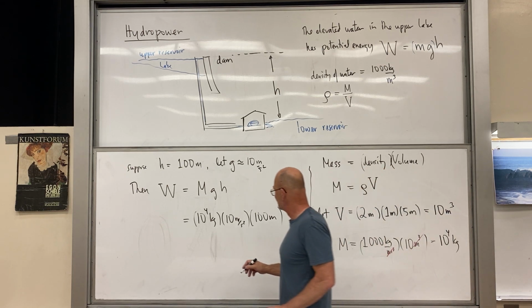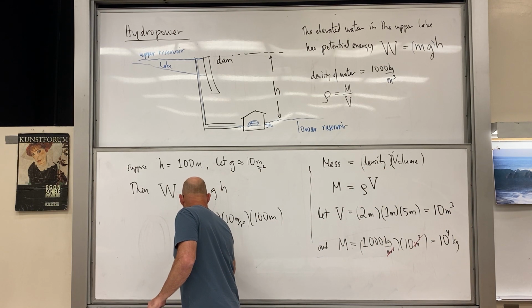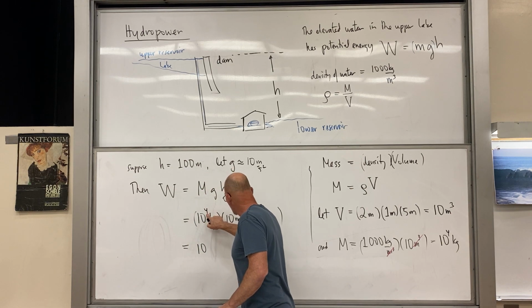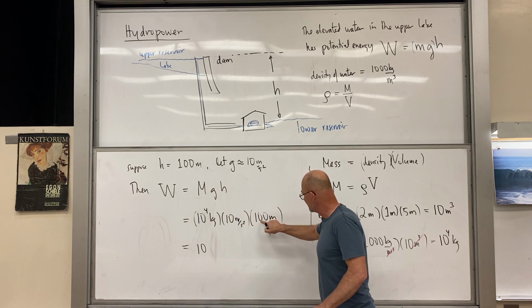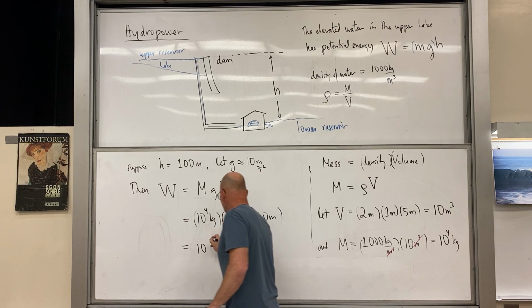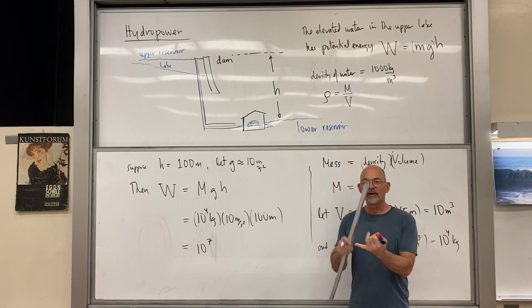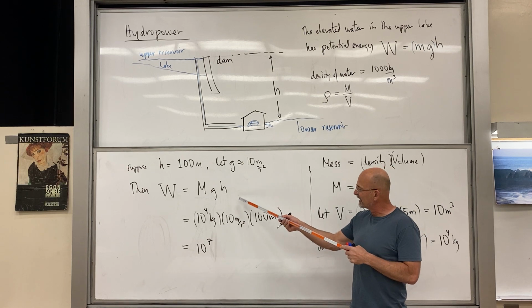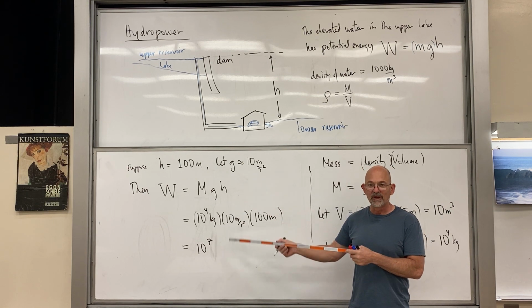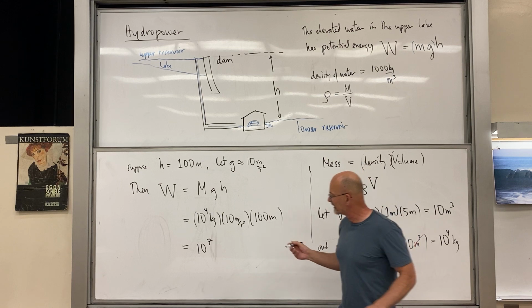So what do we get here? Equals 10 to the 4, 5, 6, 7. 10 to the 7 what? Okay, whenever we use kilograms, meters, and seconds consistently, these are newtons times meters equals joules, okay? 10 to the 7 joules.